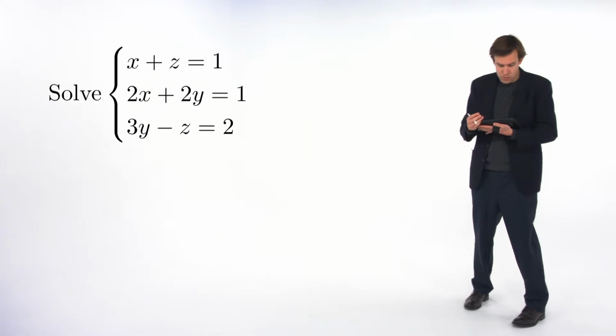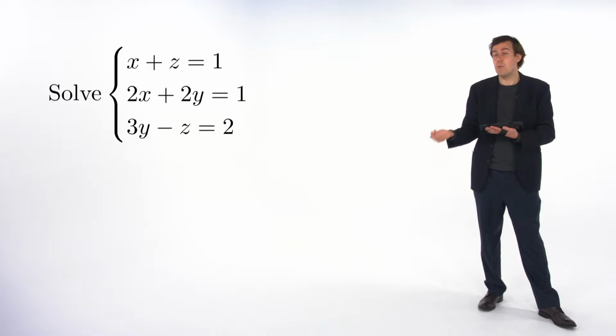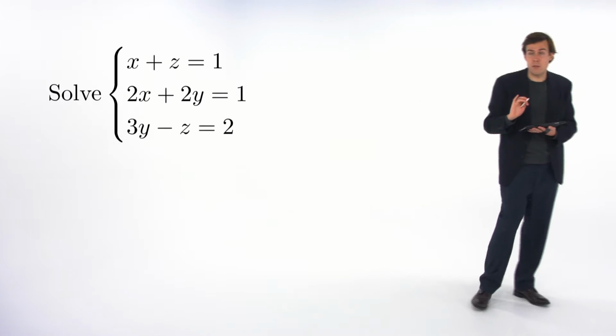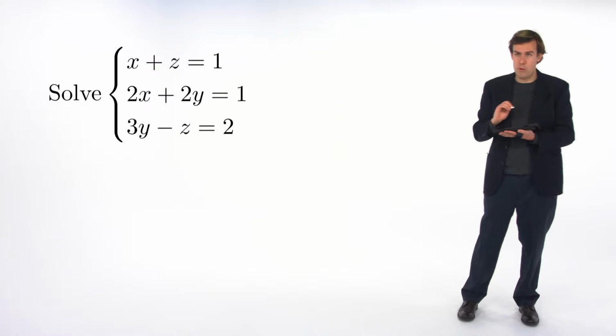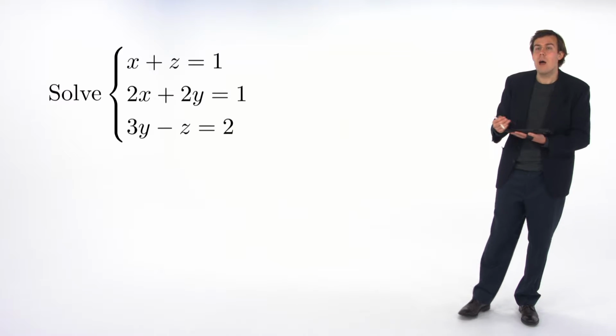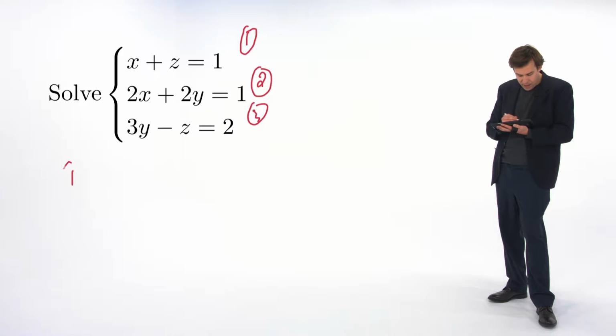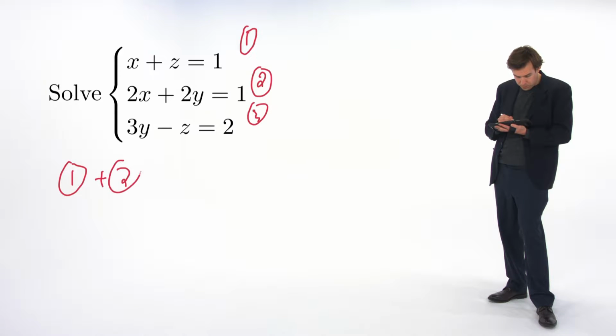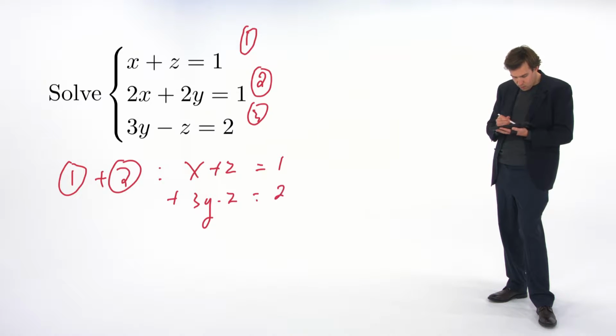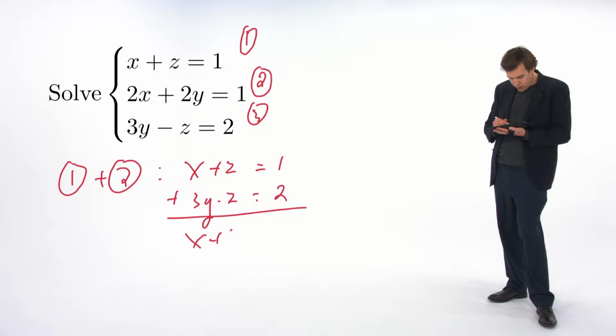So let's look at this system of equations. I have x plus z equals 1. Also, I need 2x plus y to be equal to 1, and also 3y minus z to be 2. So how are we going to do this? Well, I'm going to call these equations 1, 2, and 3. So I'll start by adding 1 and 3. So I'll get x plus z equals 1 plus 3y minus z equals 2. So I get x plus 3y, the z's cancel, equals 3.